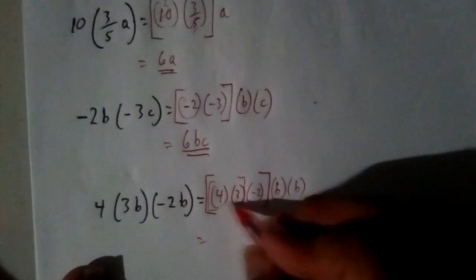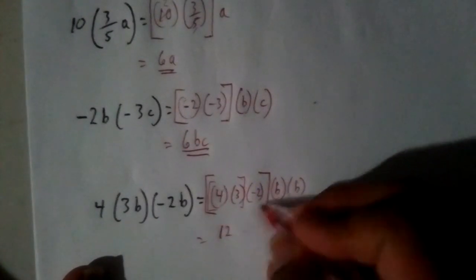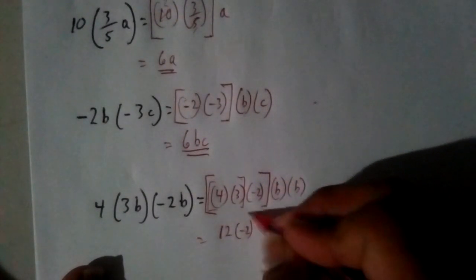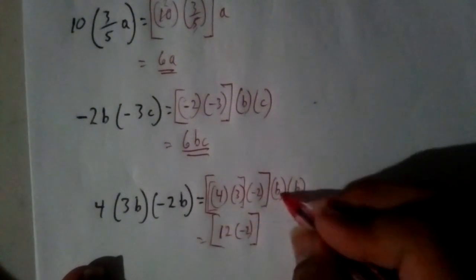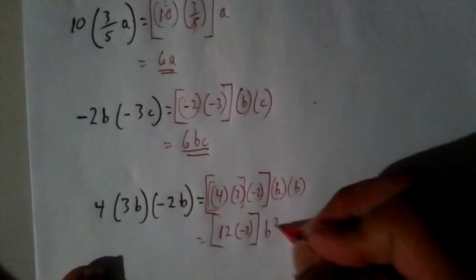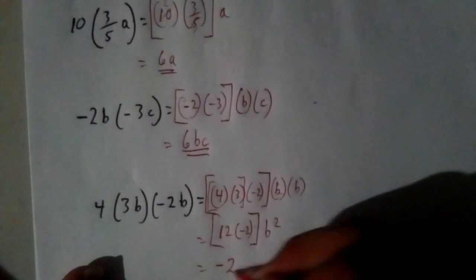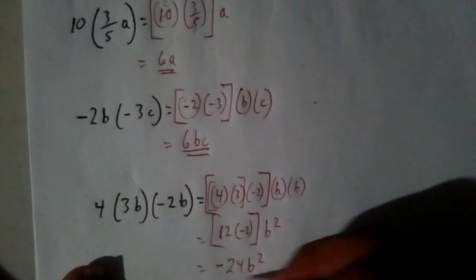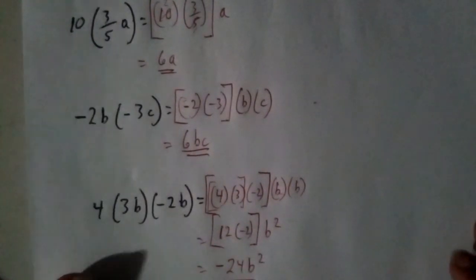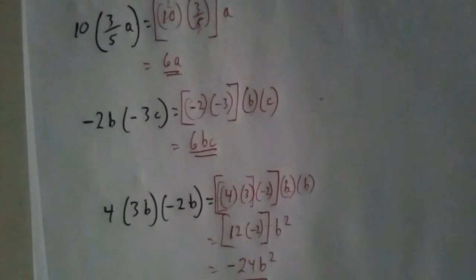So we put out 4 times 3, that gives me 12, and we put negative 2, bigger bracket, b times b, that is now b squared. 12 times negative 2 will give me negative 24b squared, and that is your simplified algebraic expression for this particular problem here. Okay, so that is how you should be solving these algebraic expressions.